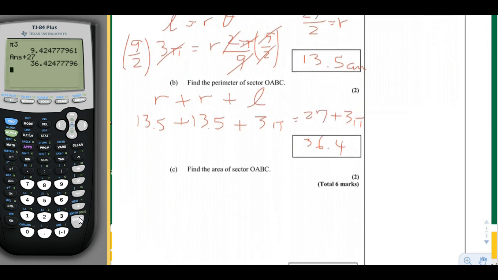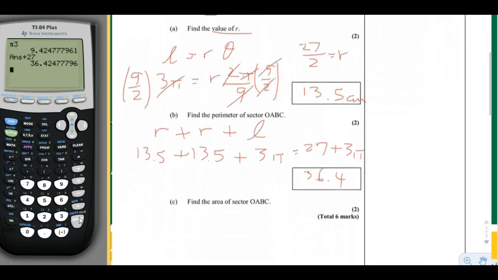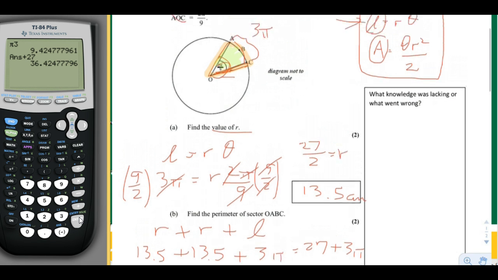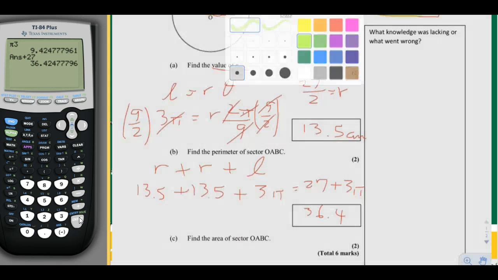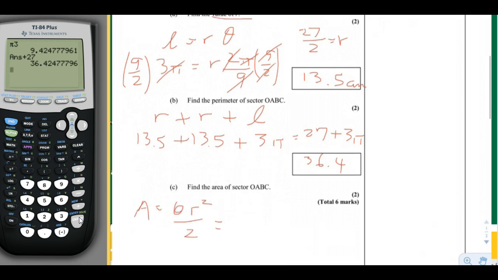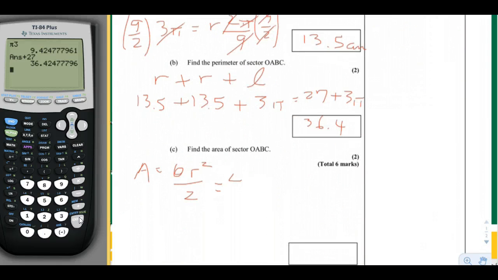And then we go to C. Find the area of the sector ABC. So the area of this pizza slice here. The area, we're going to use the area equation, A equals theta r squared divided by 2, which is on the formula sheet. So area equals theta r squared over 2. Theta, we know, is 2 pi over 9. R is 13.5, which we found above, divided by 2.